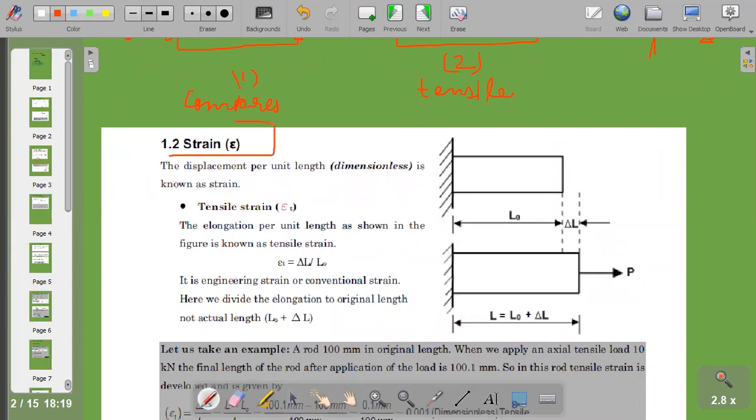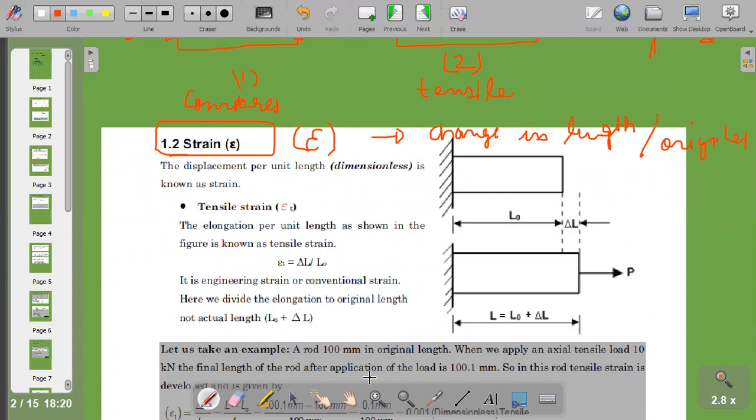Strain. Strain is denoted by this symbol. And what is strain? Strain means change in length by the original length. ठीक है?